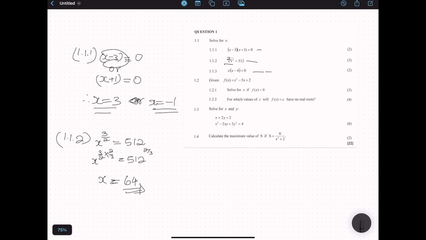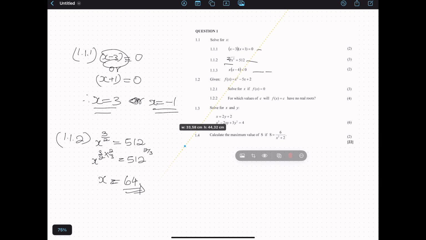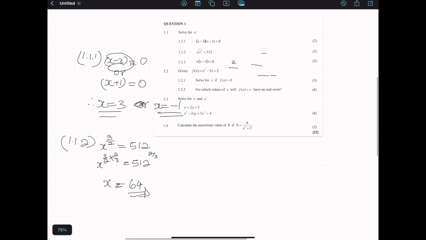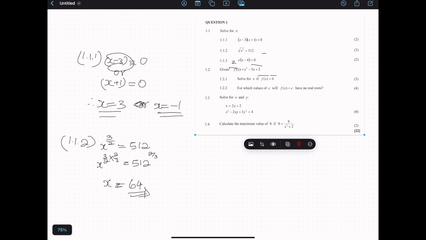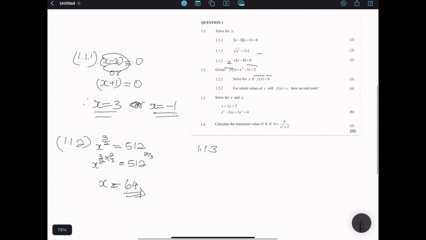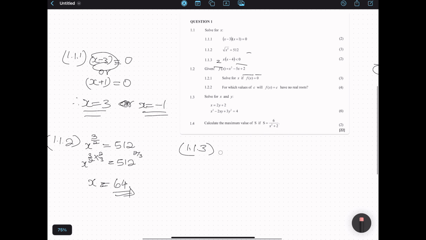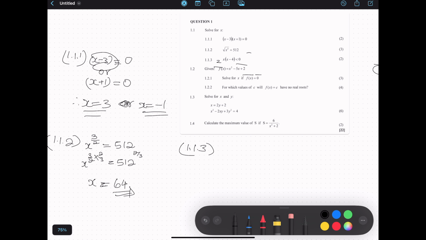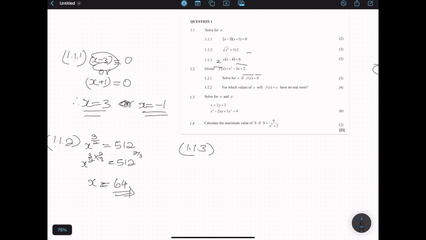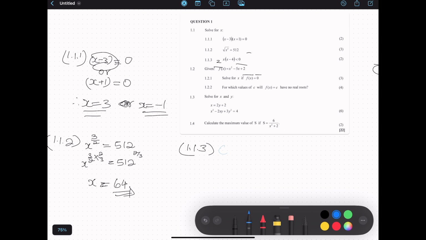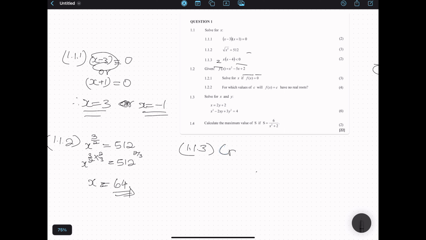So now we're going to do the third question, which is 1.1.3. What do we have here? We have x times (x minus 4) less than 0. This one you can see that our critical values, sorry about that. You have to find critical values every time you are given an inequality like this.